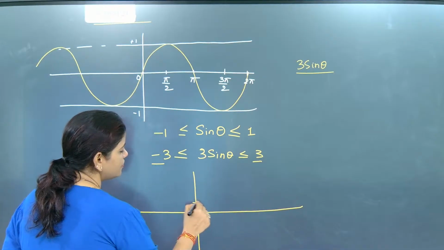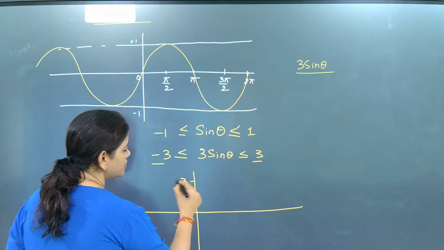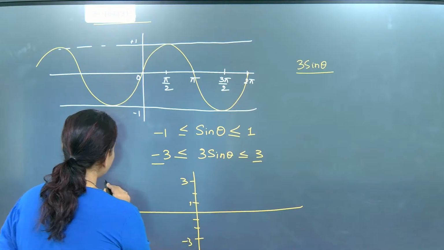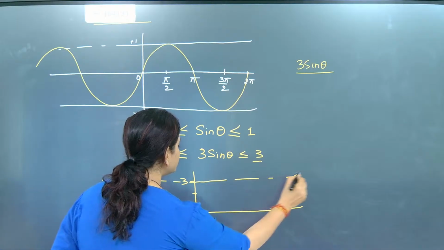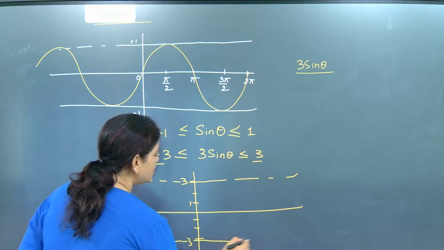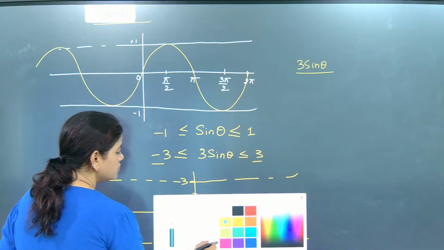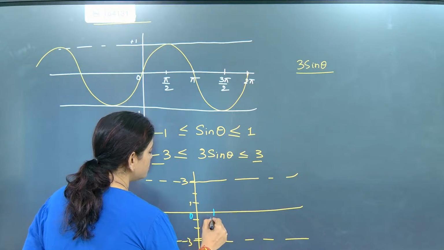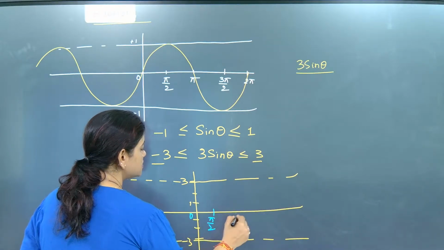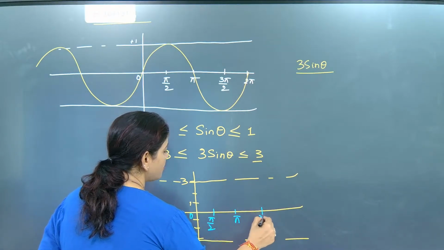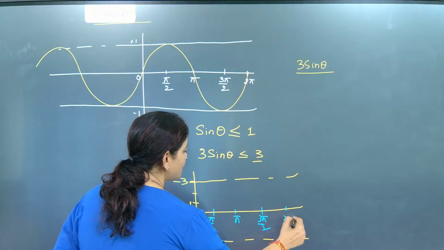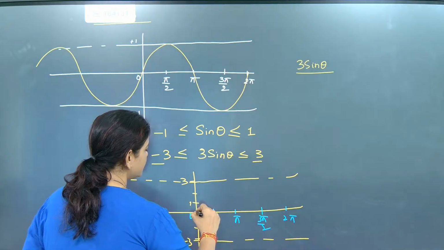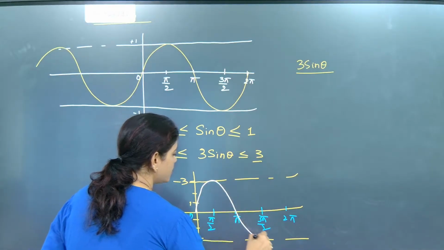Here we can't start with 1 now. Now we have to start with 3. And here the minimum value will be -3. Everything will be as it is. The angles remain the same. The value only becomes three times. When they tell you to draw this, this is exactly 0, this is pi by 2, this is pi, this is 3 pi by 2 and this is 2 pi. Everything remains the same. Only one thing, it will not start like this. It will exactly reach this peak and come down like this.